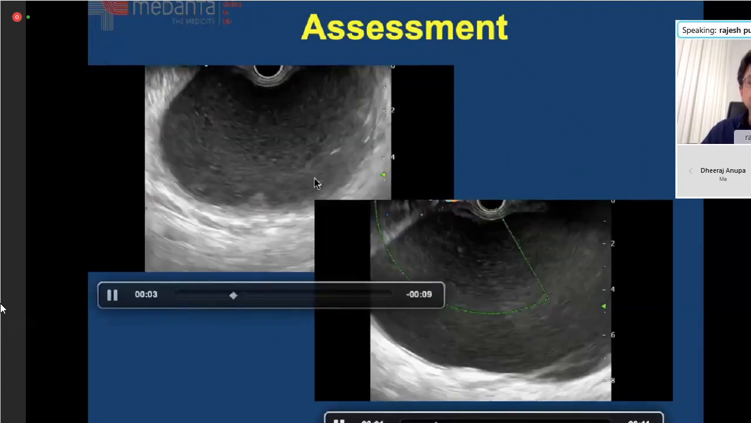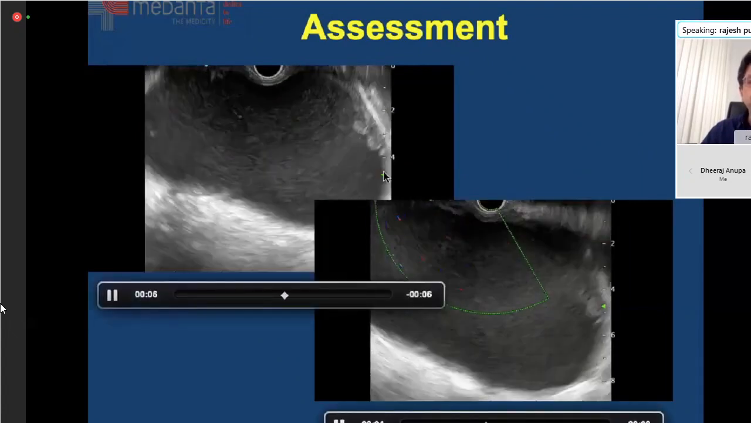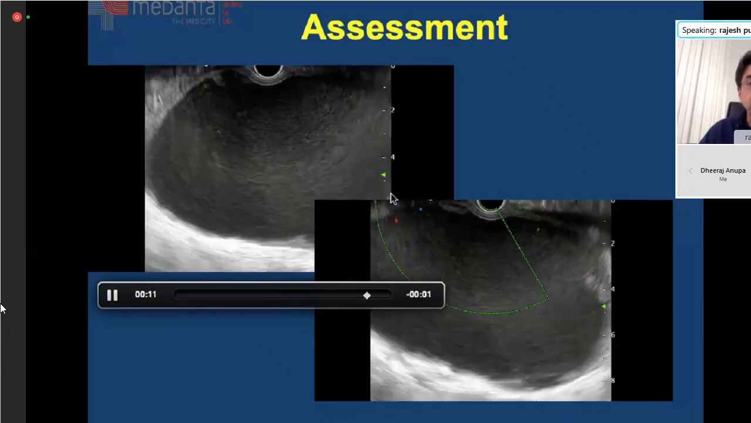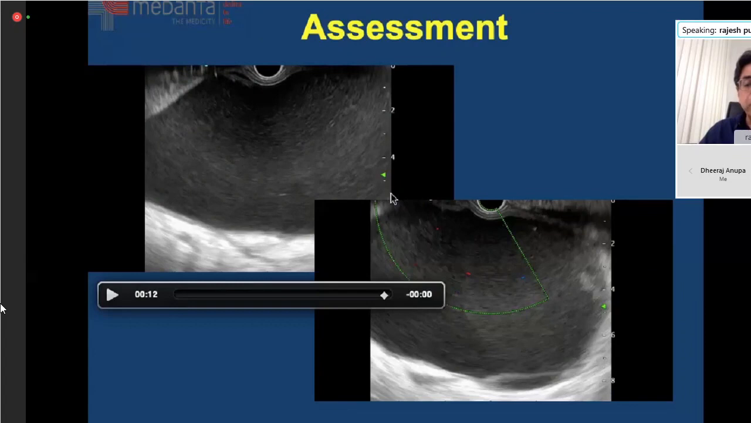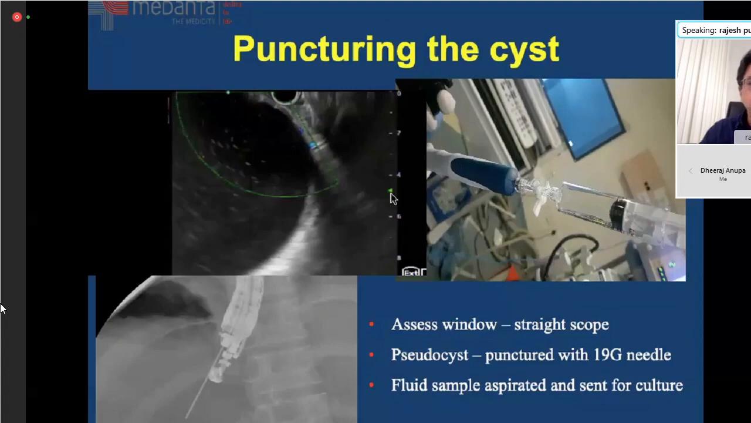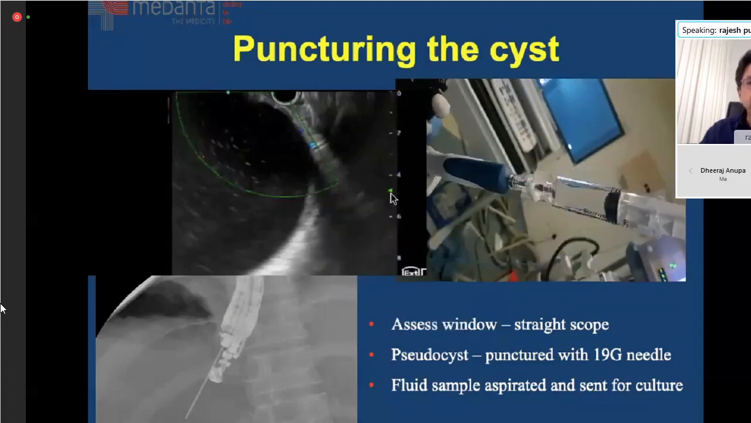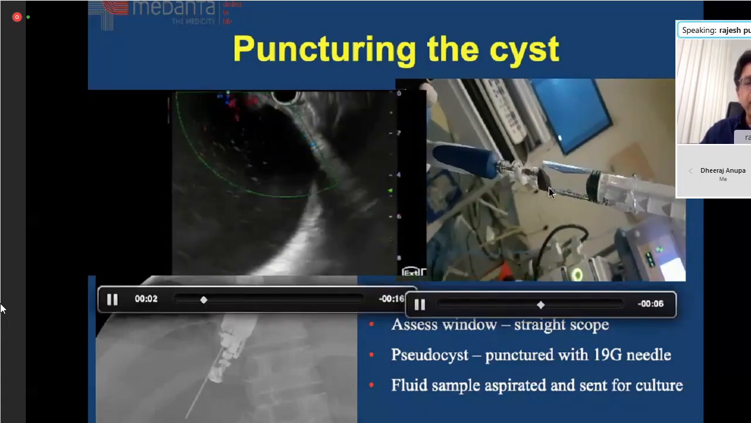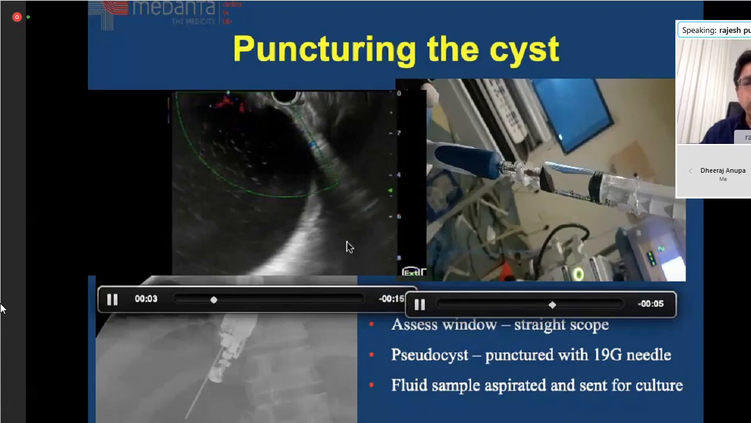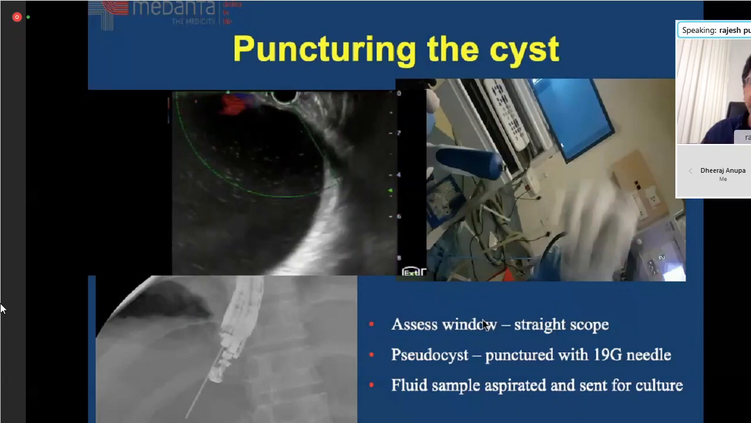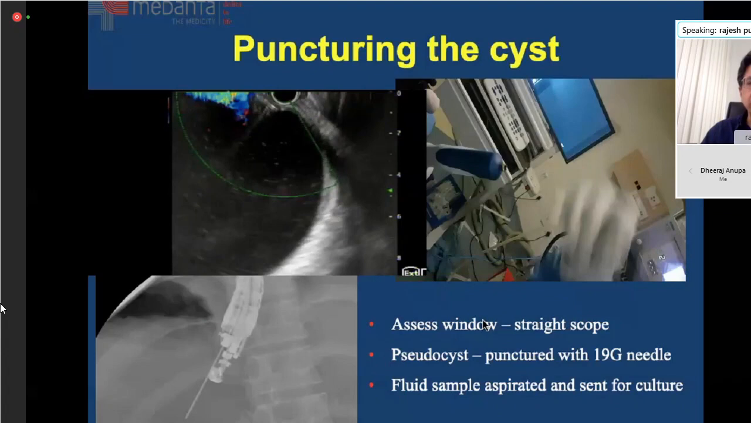So EUS can give the assessment. You see the contents are clear. You give the complete assessment of the pseudocyst or the WOPN with the help of endoscopic ultrasound. Once you assess, you can plan whether this patient requires a plastic stent or a metal stent. Then you puncture with the needle, aspirate, and proceed with the procedure under fluoroscopy. It gives the assessment of the window, nature of the content, puncture site, and fluid sample can be collected for amylase as well as culture sensitivity.